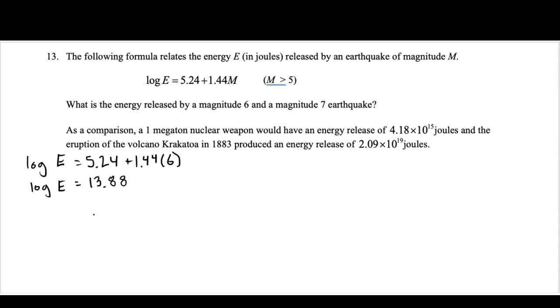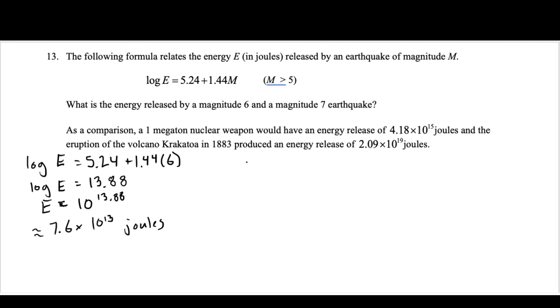13.88. And then this is something I can rewrite in exponential form. I have E, log is a base 10 logarithm, so E equals 10 raised to the power of 13.88. And if you evaluate that, you're going to get approximately 7.6 times 10 to the 13 joules. Okay, so 7.6 followed by 13 zeros.